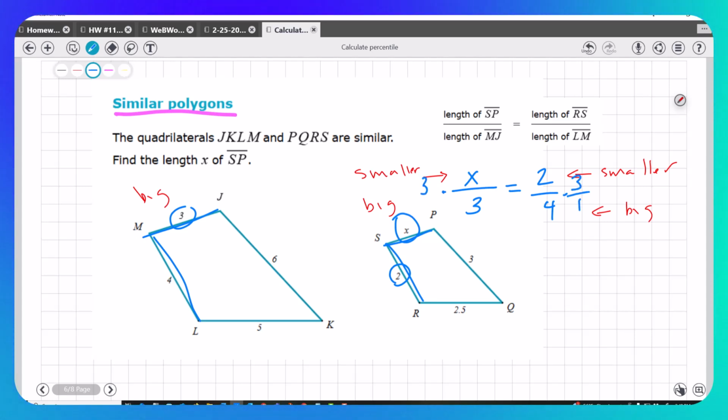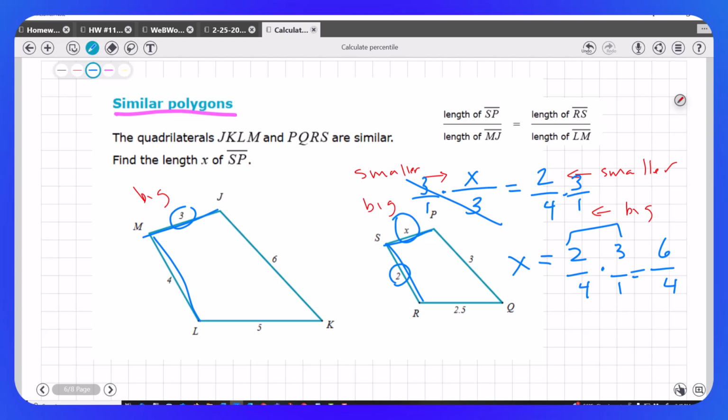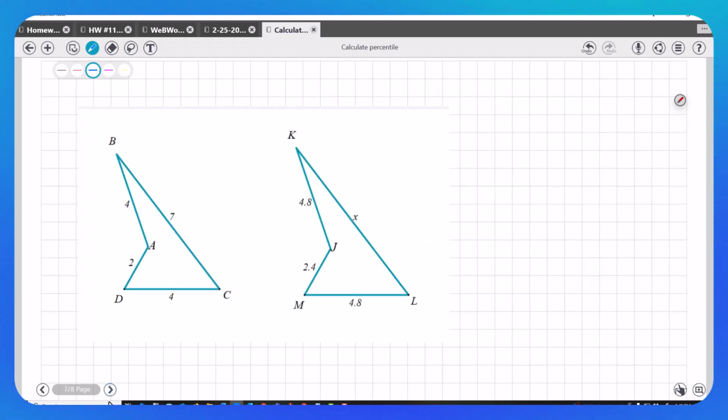I know that's ugly, but let me rewrite it down here. So the 3's cancel here because that's like saying 3 over 1. I have 2 over 4 times 3 over 1. 3 times 2 is 6, divided by 4. I pick my calculator up and I divide 6 divided by 4 and I get 1.5. And that's the answer. Let's see if we can do another one.